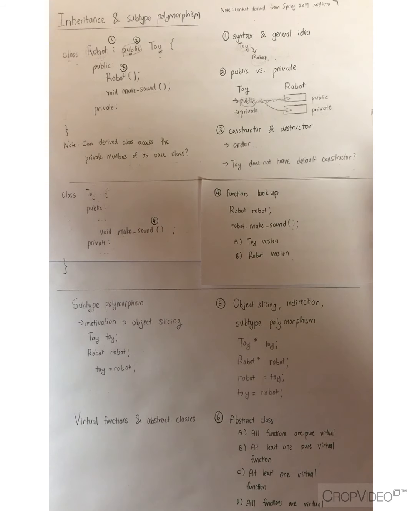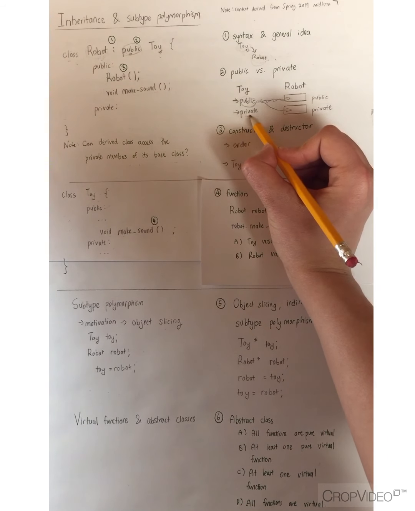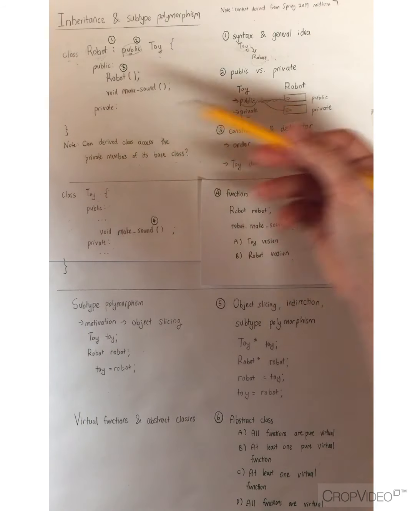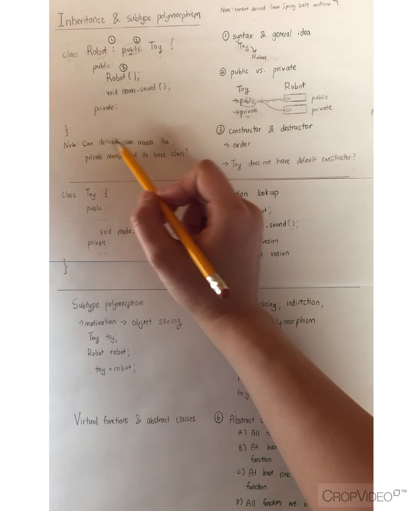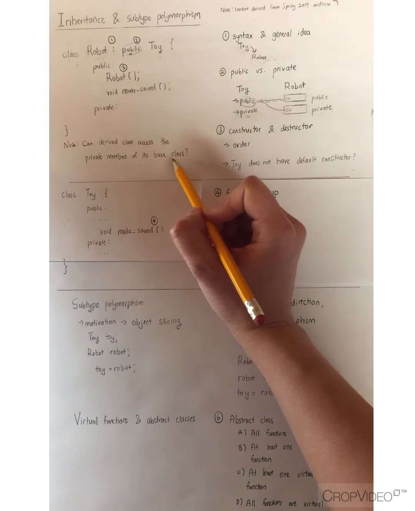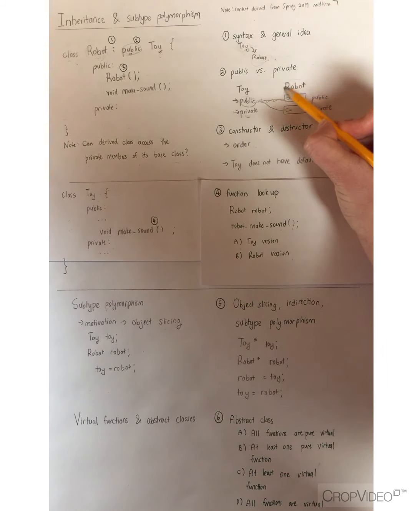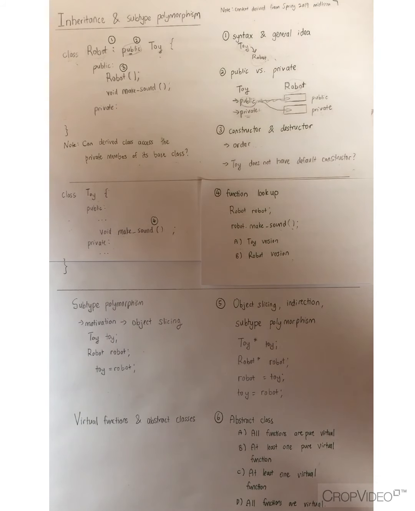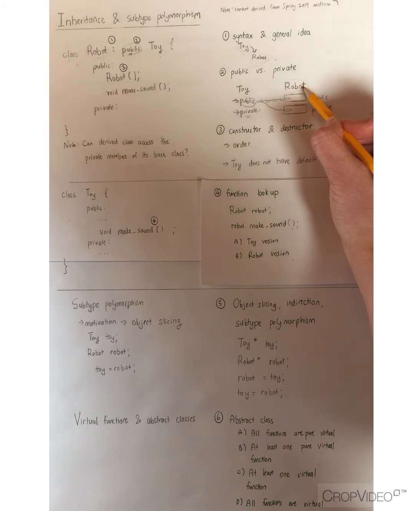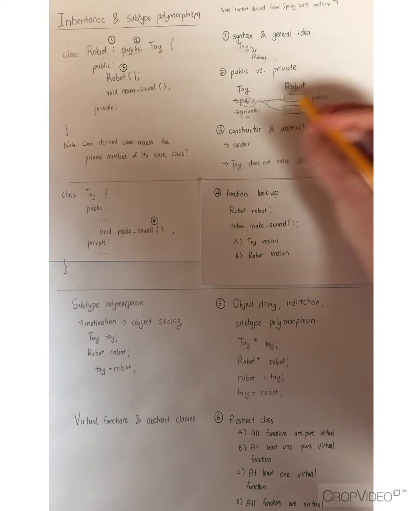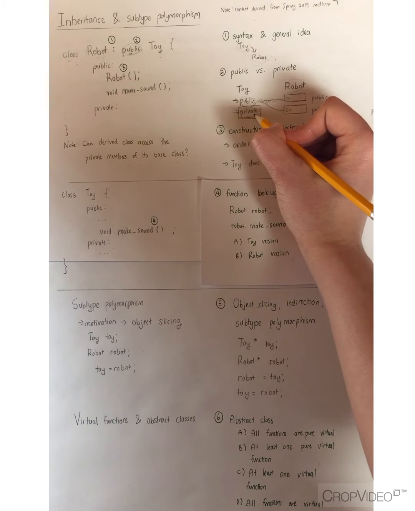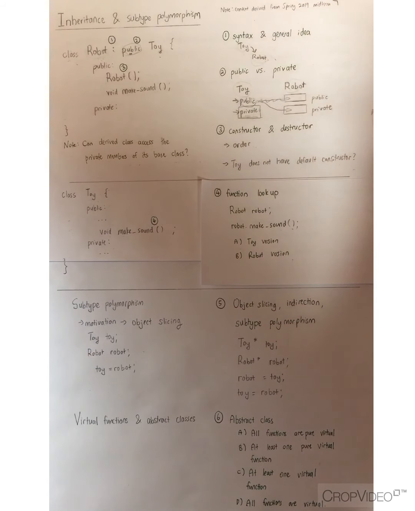So a question you may be asking is, what happens to this private section of Toy here? To answer that, we can ask ourselves, can a derived class access the private members of its base class? So basically, can Robot access the private members of Toy? The answer is no. We can think of it as private having a box around it, so the only thing that can access the private data members is the Toy class.